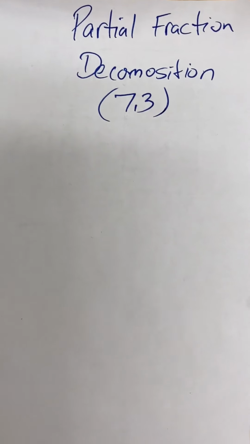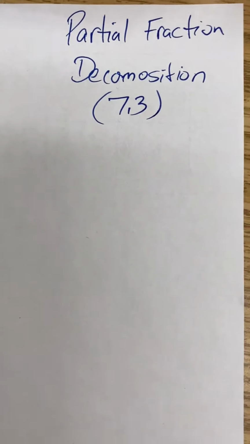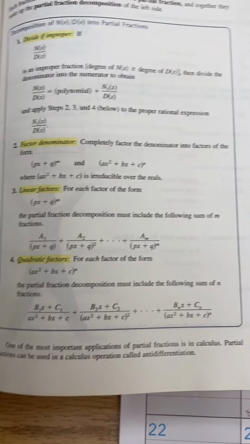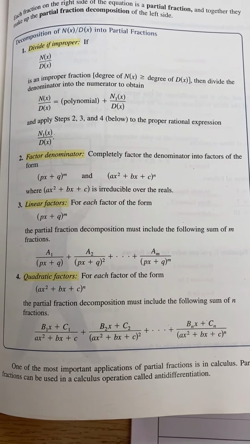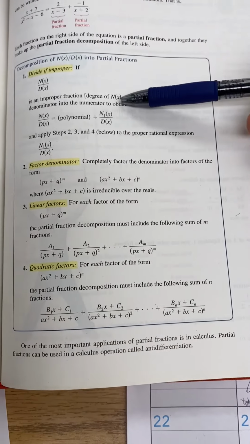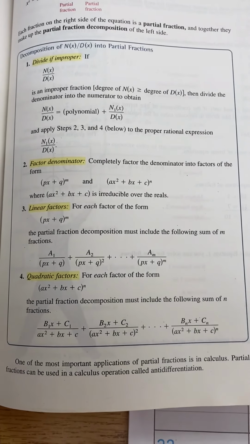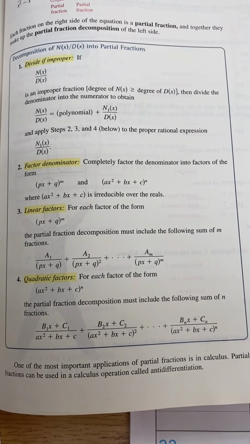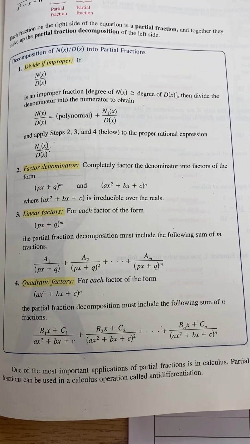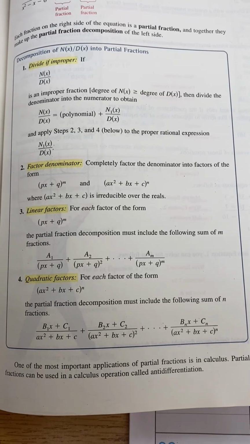I want to do a series on partial fraction decomposition. And on page 495 in your book, you've got all the rules here. I'm going to go through examples that tell you about all these things. But the first step is if you have an improper fraction, go ahead and divide that. And you'll see how these compare to other fractions you've done as we do examples.